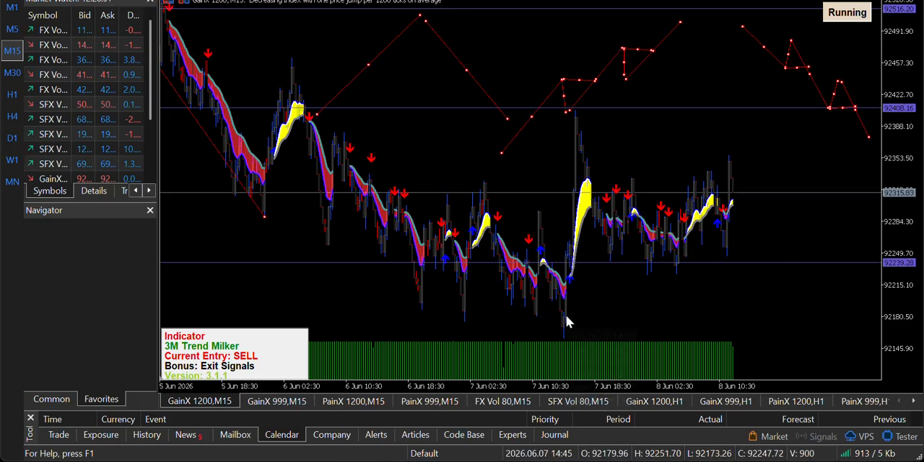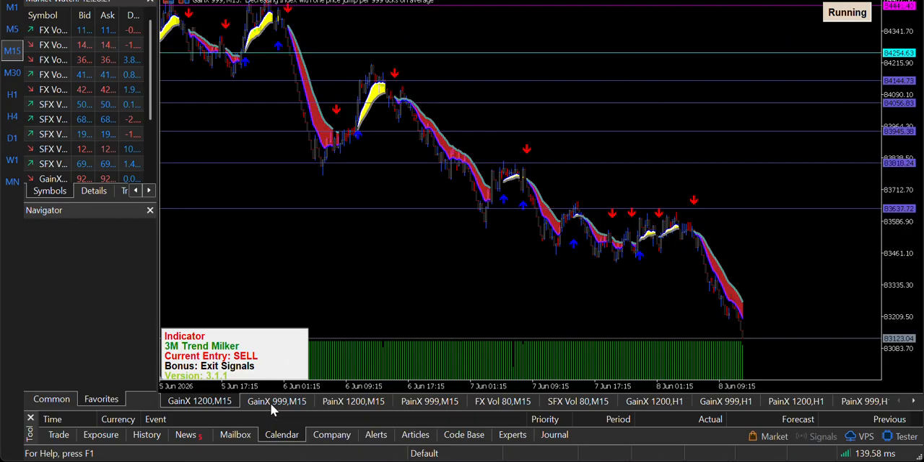As you can see from the support zone, it gave us an uptrend signal, and we are hoping that it breaks out from this structure so that it can go fully into an uptrend. And if that happens, then it's going to be an uptrend like that. Okay, so let's keep our fingers crossed on GainX 1200 while we check it out to see what will come out from there. Now let's check out GainX 999.